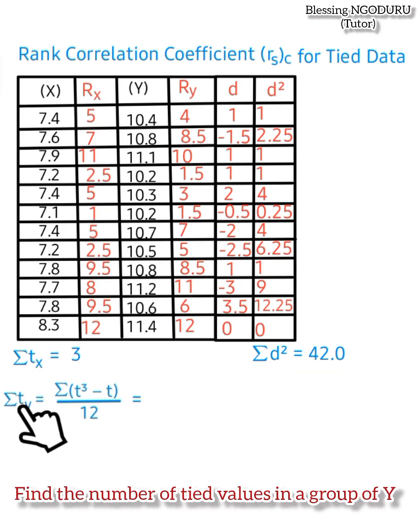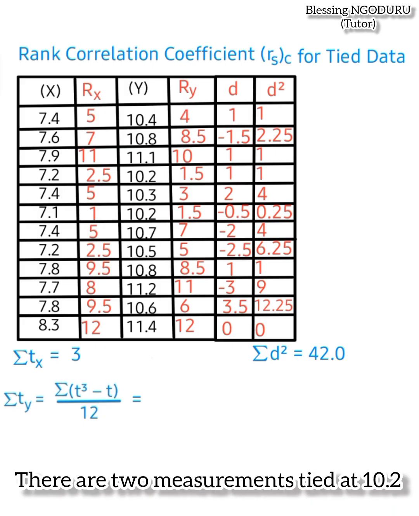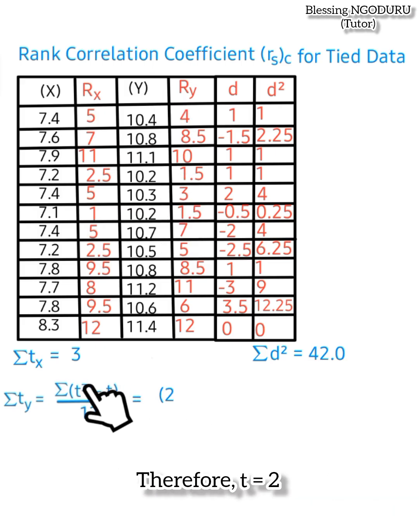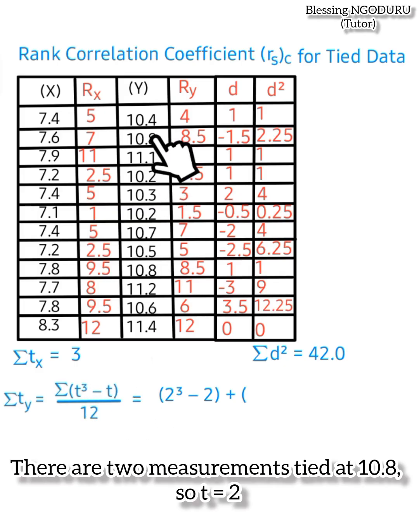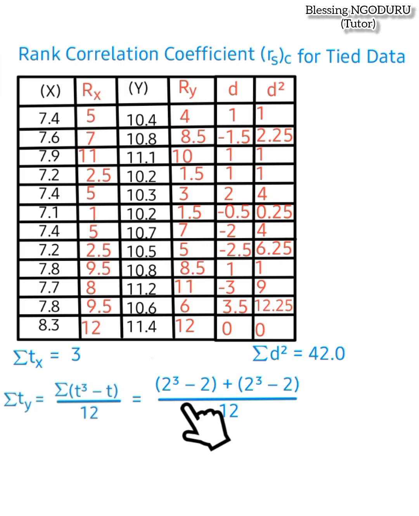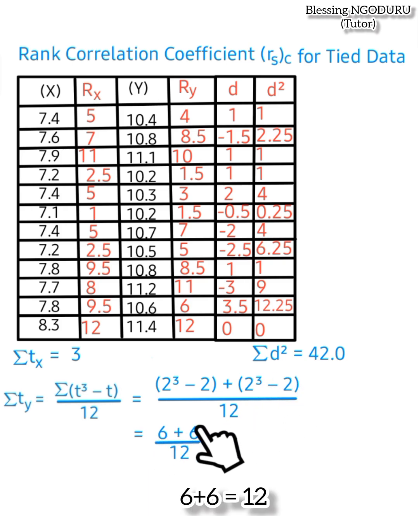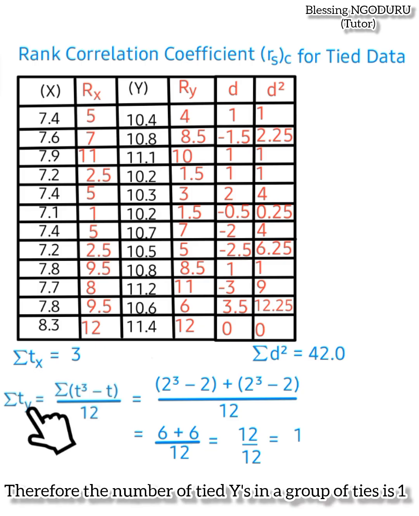Let's also find the number of tied values in a group of Y. There are two measurements tied at 10.2. Therefore, our t value is 2 raised to power 3 minus 2. Also, there are two measurements tied at 10.8. So our t value is 2 raised to power 3 minus t being 2, divided by 12. 2 raised to power 3 is 8. 8 minus 2, 6 plus 2 raised to power 3, 8 minus 2, and then divide by 12. 6 plus 6 gives 12. 12 divided by 12 equals 1. Therefore, the number of tied values in a group of Y is 1.